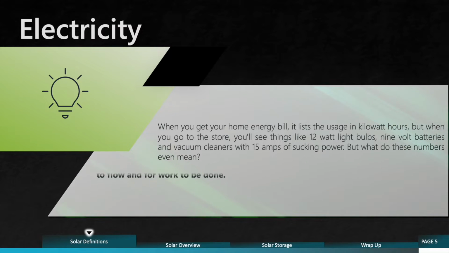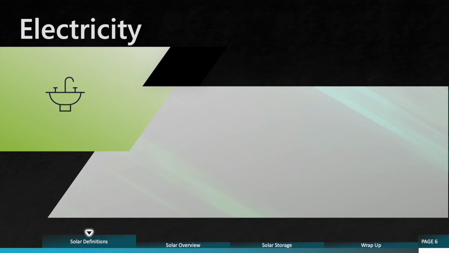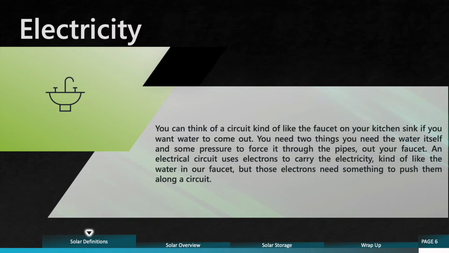So electricity runs inside of a circuit. And it's important because several things have to happen in order to make an electrical circuit for electricity to flow in order for the work to be done. So you can think of a circuit kind of like a faucet in your kitchen sink. If you want the water to come out, you need a couple things to happen. First, you're going to need the water itself, and then you need some pressure to force it through the pipes and out of your faucet.